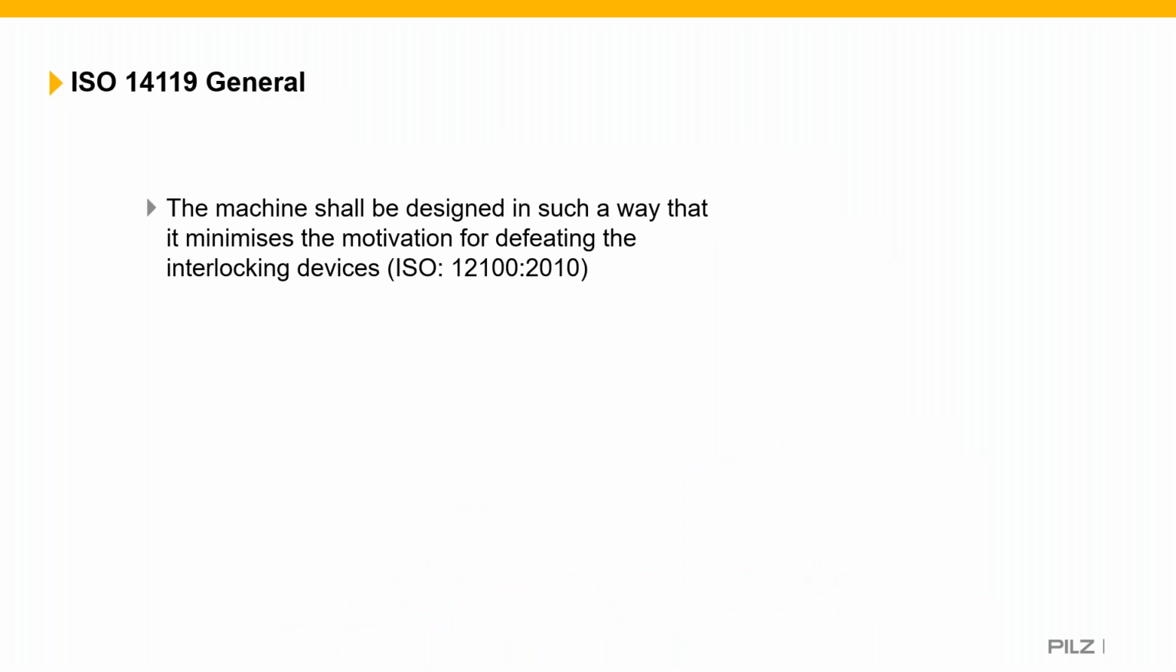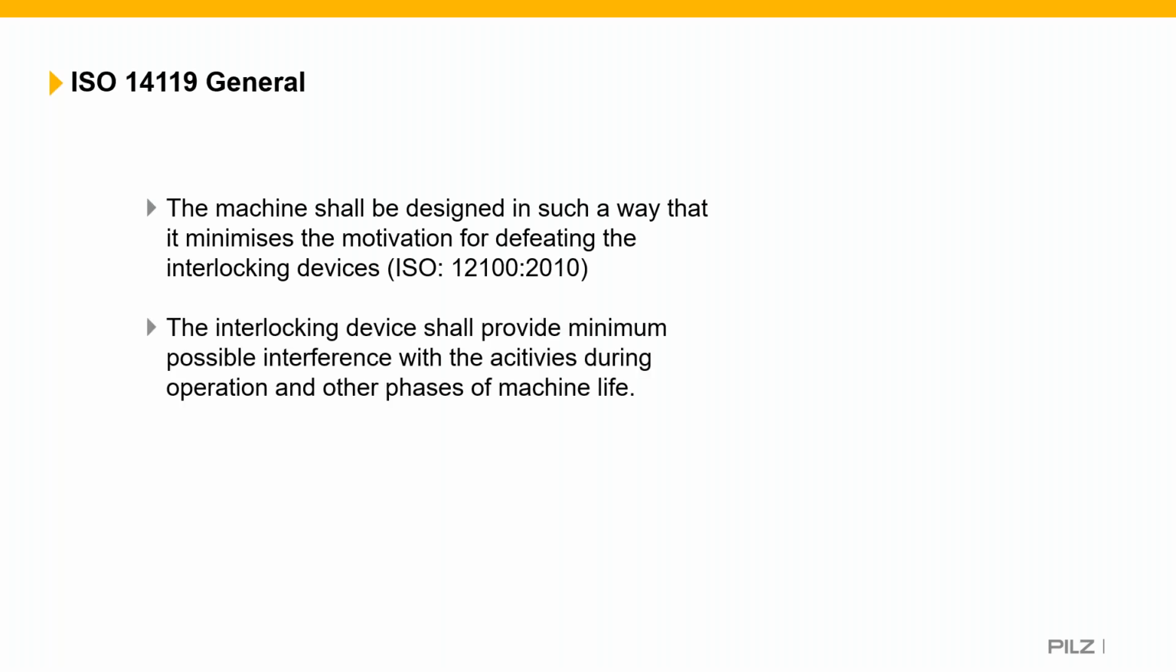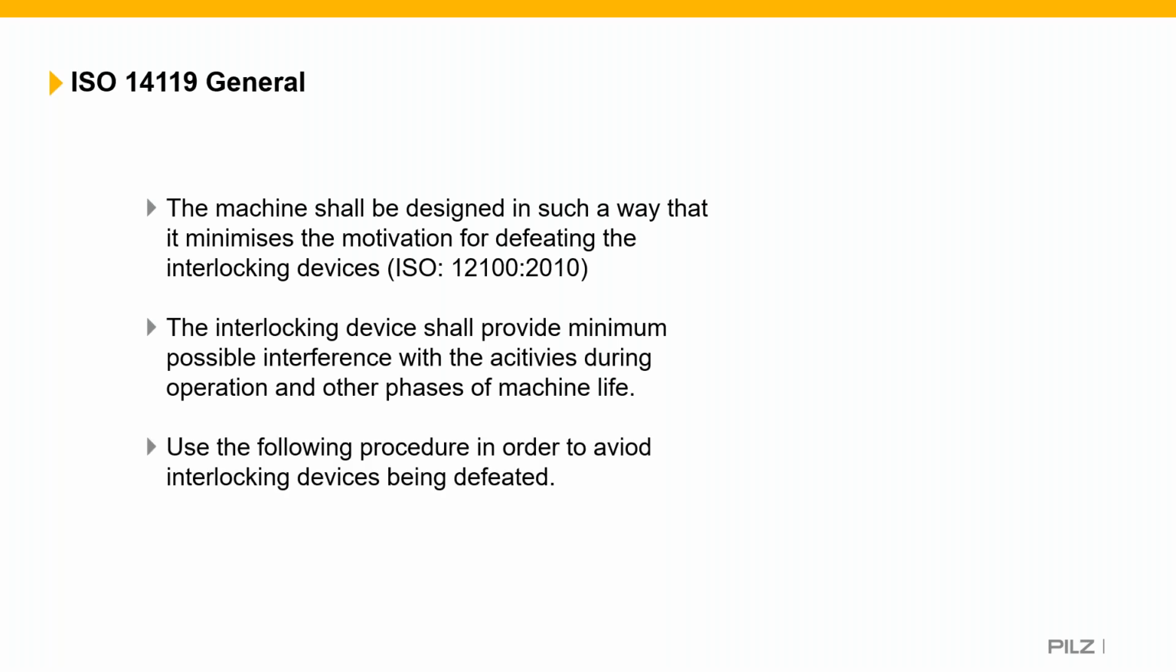So the machine shall be designed in such a way that it minimises the motivation for defeating the interlocking devices. That's the 12100. The interlocking devices shall provide minimum possible interference with the activities during operation and other phases of the machine life. Then we use the following procedures in order to avoid interlocking devices being defeated.